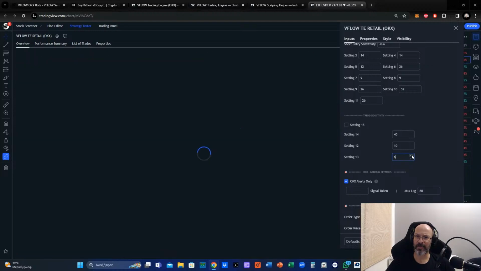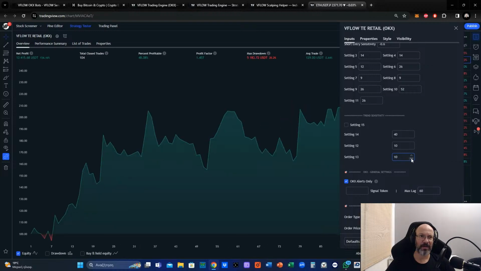parameter. Let's go to 10. And if it doesn't work, as you can see here, it doesn't improve very well. So let's go to 4.